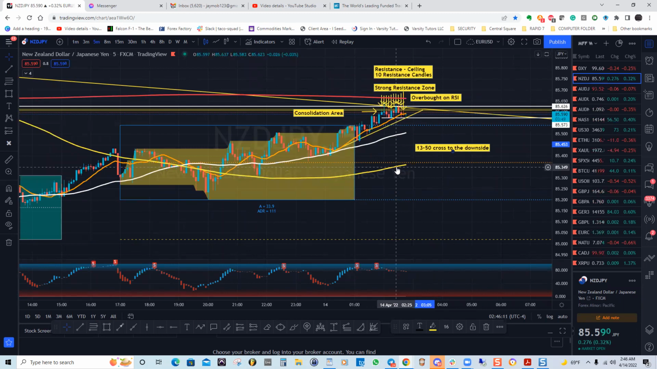So if we wait, it's 2:46 now. We'd wait till 4 or 5 o'clock in the morning. It should do something. Now, are these two EMAs going to cross between now and 5 a.m. in the morning? Who knows? So that's my analysis of NJ.